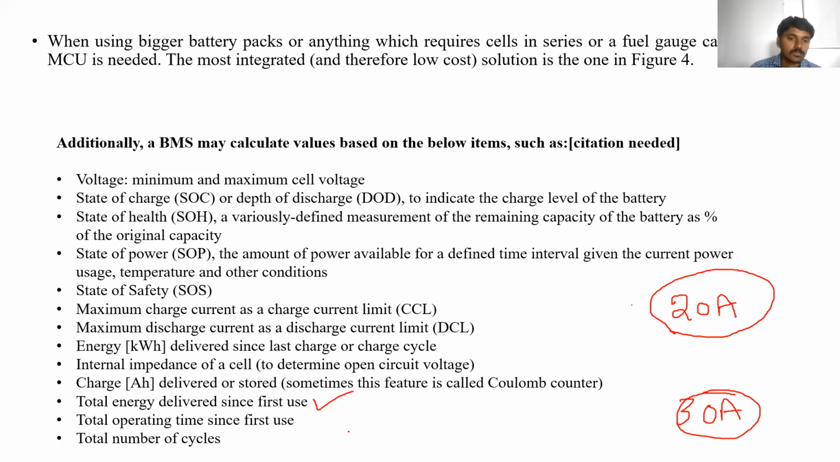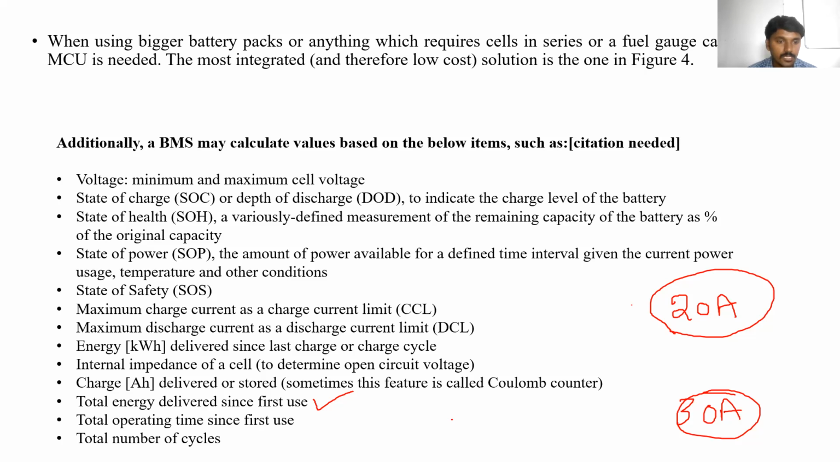Total energy delivered means, for example, we are using the battery since the last 1 month. How much energy has been delivered by the battery since the last 1 month, that should also be calculated by the battery management system. This is also the responsibility of the battery management system.